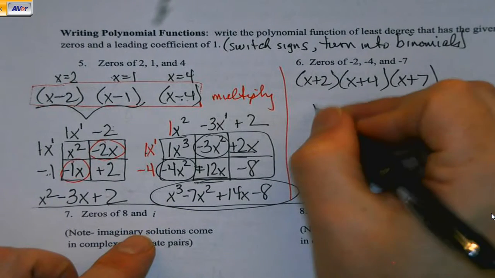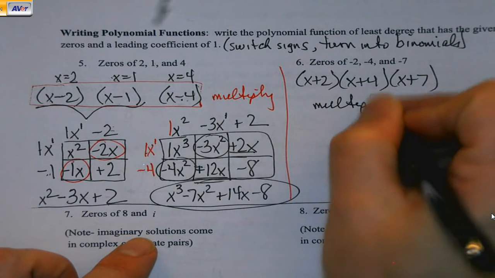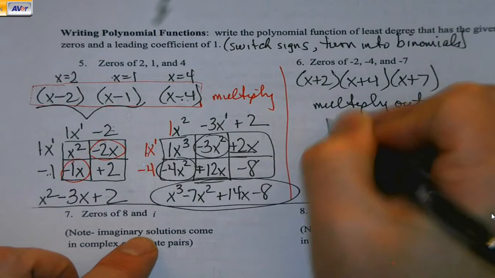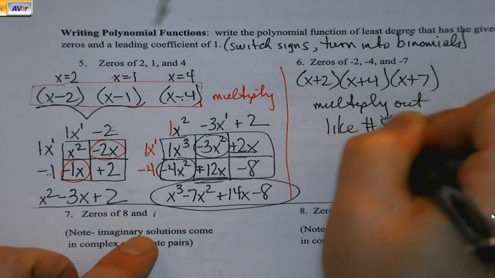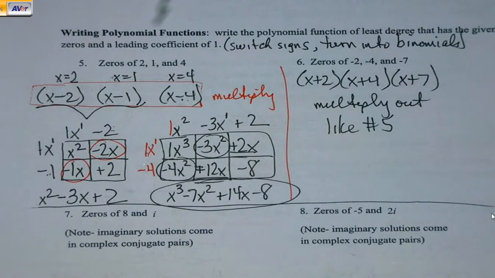And then I would multiply this out like we did in number 5. Little box, then a big box. I still have not found a way to do a 3D box and have it all done in one step.